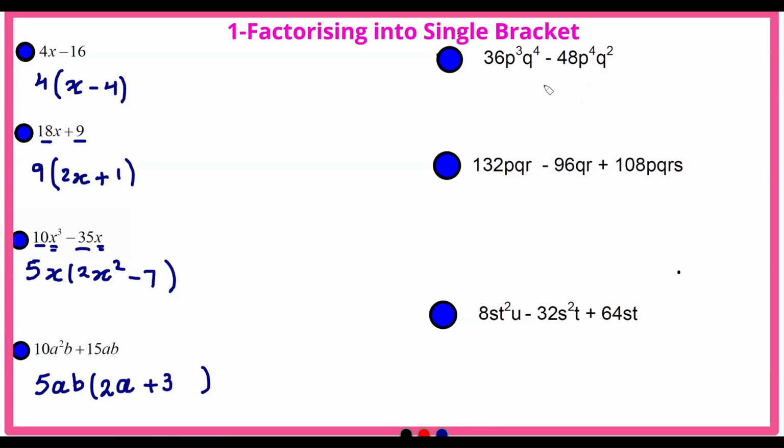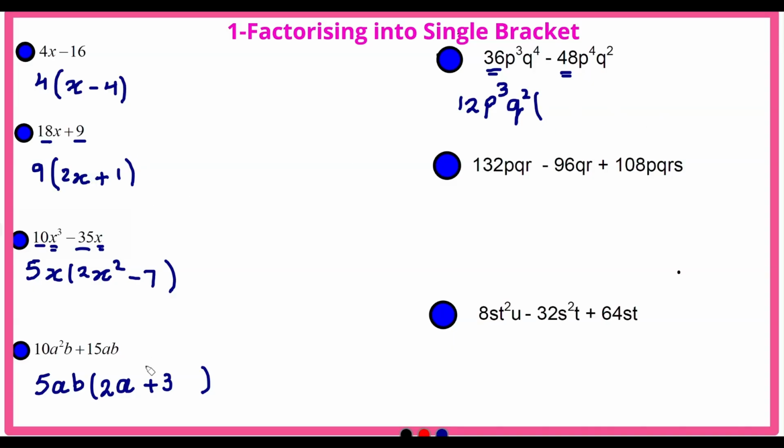What about the highest common factor between 36 and 48? You could say 2. No, but this is not the highest common factor. It could be 4. It could be 6. It could be, it's actually 12. Yeah? So go for 12. That's the highest common factor. What about p cubed and p to the power 4? I go for the one with the lower power, which is p cubed. q to the power 4, q squared. I go for q squared.